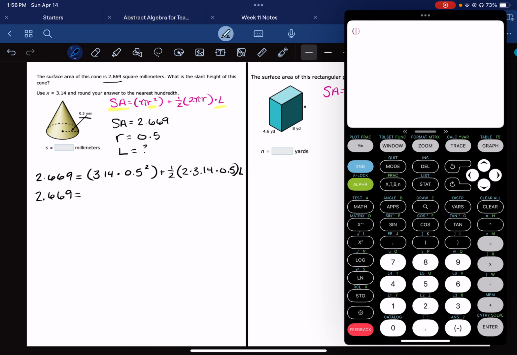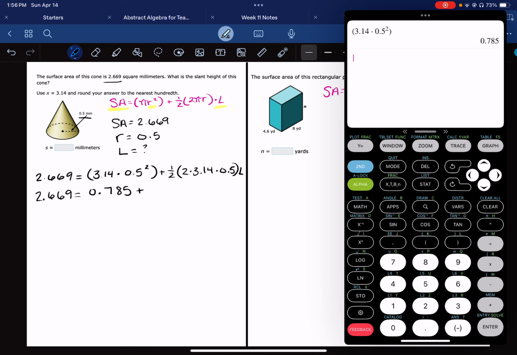All right, so we've got parentheses 3.14 times 0.5, and then x squared is this symbol that's diagonal from the 7. Close the parentheses, hit enter, and I get 0.785. So all of that is simplifying to one decimal, 0.785.